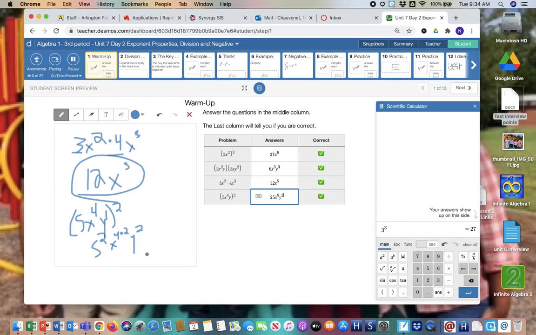So those are our review for those rules. So let's just review the rules real quick. When you do an exponent to an exponent, you're going to multiply the exponents. That's called power of a power. And when you're asked to multiply exponents, you actually add them.